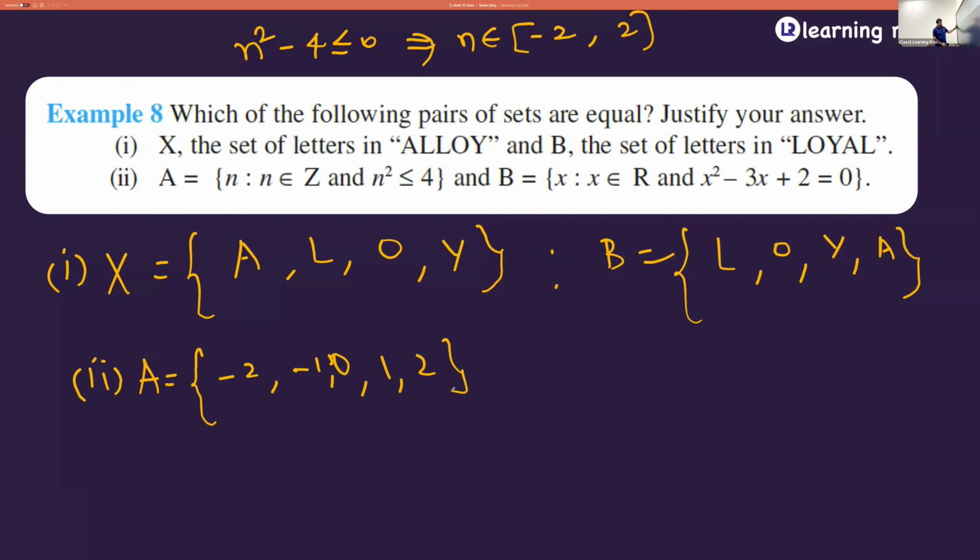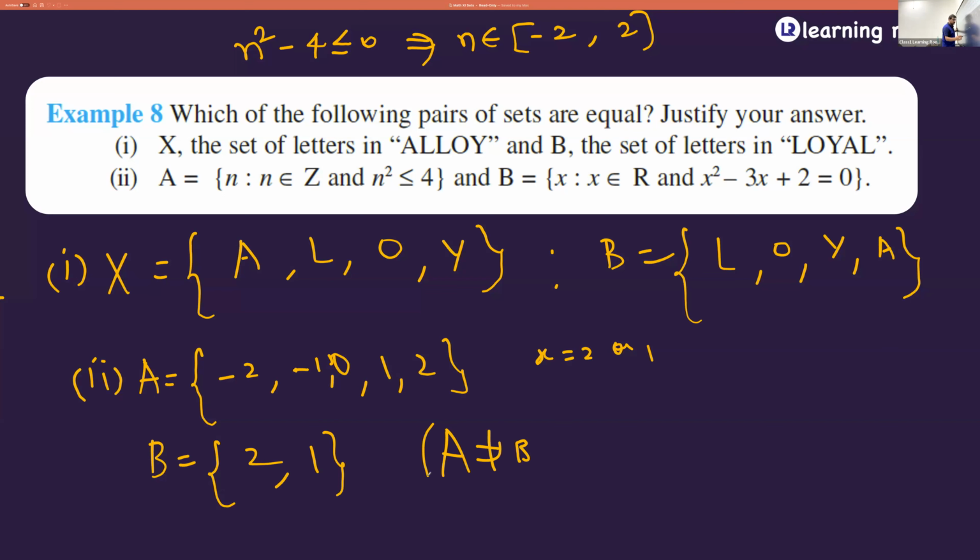B is {X such that X belongs to R and X square minus 3X plus 2 equals 0}. So X is equal to 2 or 1. So X belongs to real numbers, and there are only two options: 1, 2. They are not equal. So A is not equal to B. Right?